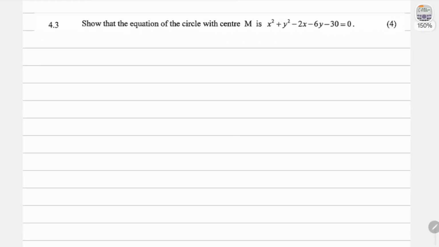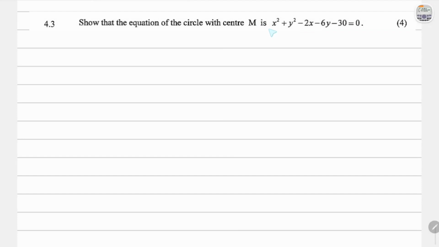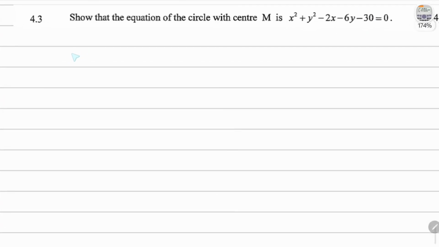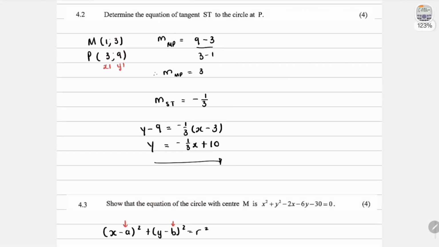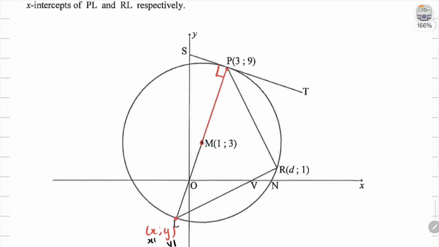Question 4.3 says, show that the equation of the circle with center M is this. Okay, so after finding the equation, they distribute it and put it in this form. Okay, so you would need to know the general form of a circle. An equation looks like this. It says x minus a all squared plus y minus b all squared is equal to r squared. Okay, and these would be our center. So that is the middle, the center of the circle. And then x and y are just open for x and y values. So looking at our circle, do you see that they gave us the center? And we already have 2 points, so we can just use the center and this point.